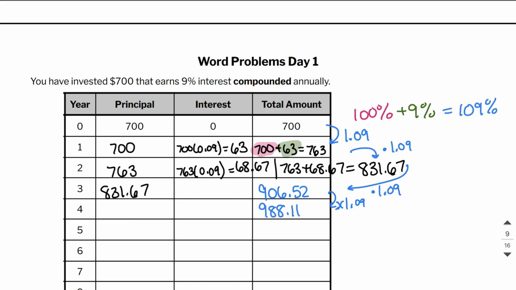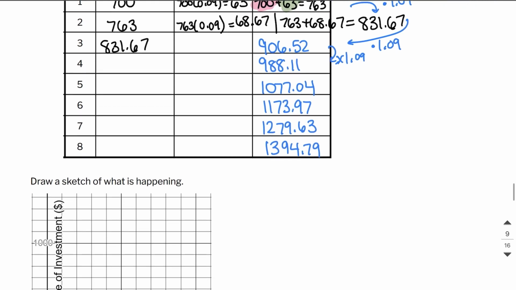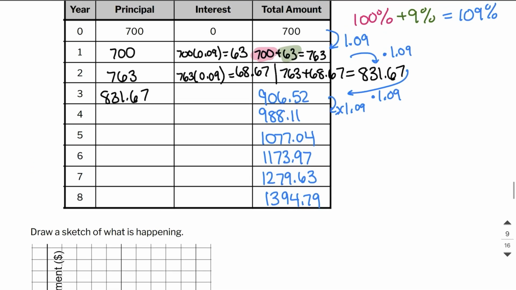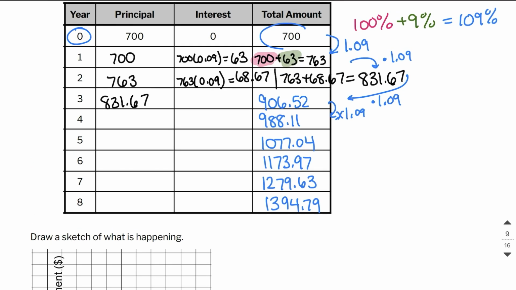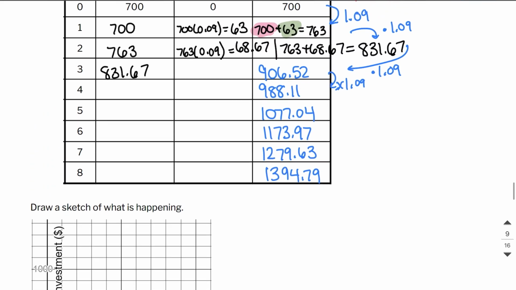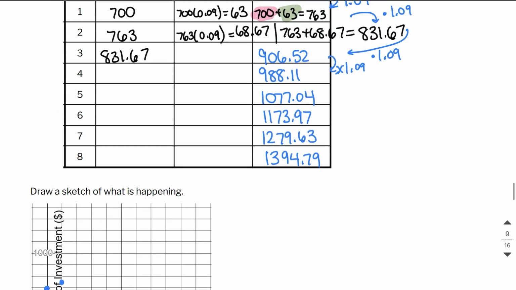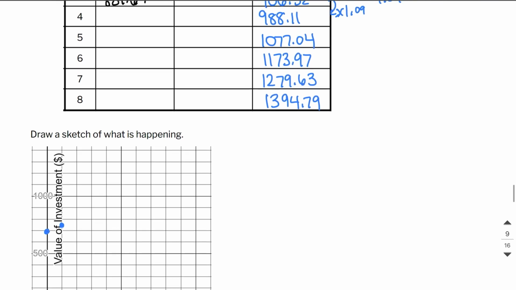And we're just going to keep going. So I'd like you to fill in how much it would be for year 5, 6, 7, and 8, and then come back and check and see if you agree. Okay, so these are the values you should have gotten for the last 4 years. And then the next step says to draw a sketch of what's happening. So let's go ahead and do that. So at year 0, you get $700. At year 1, you have $763. At year 2, you have $831.67. Keep going.